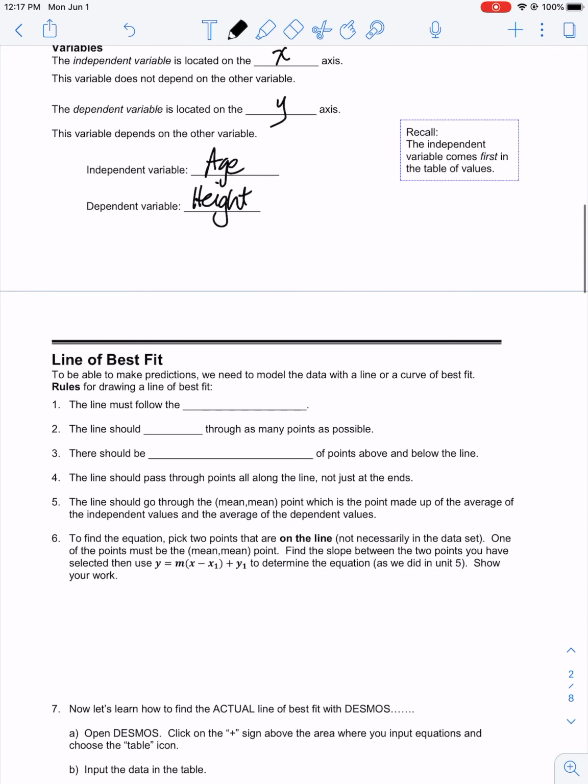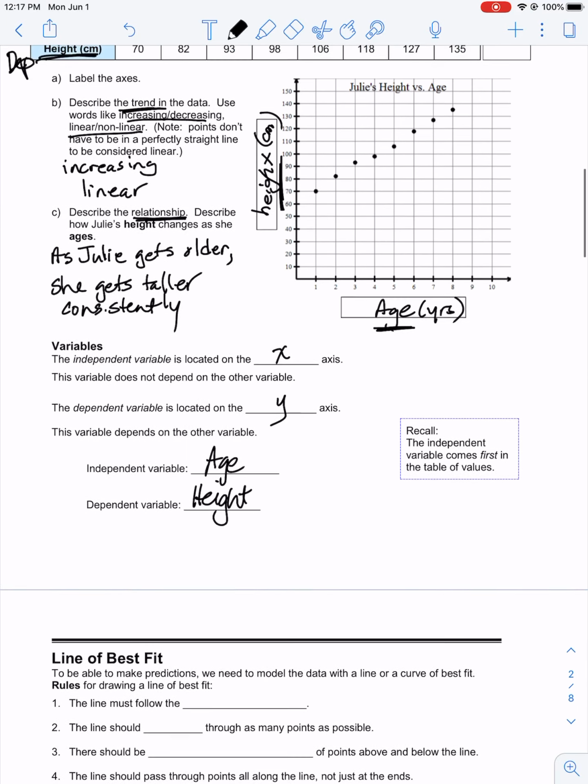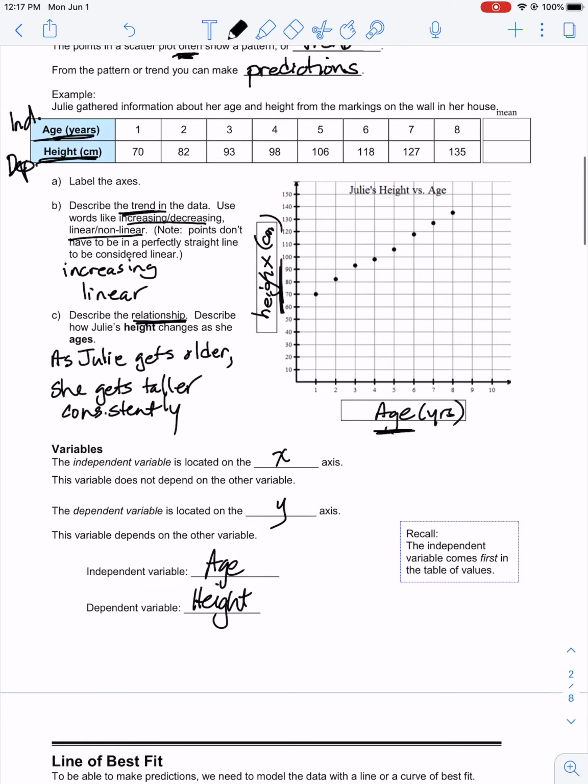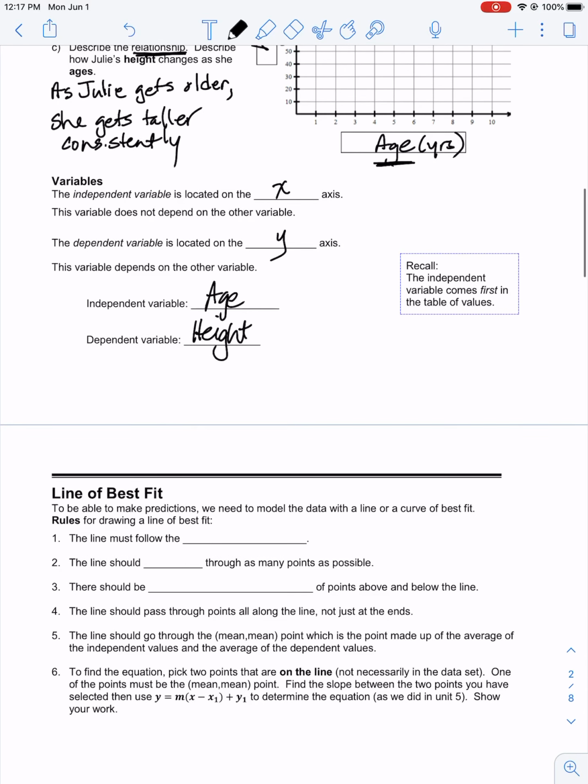Okay, now the line of best fit. So you looked at some examples in the online activity, and so we're going to do one now. The line must follow the trend of the data. The line should go or pass through as many points as possible.